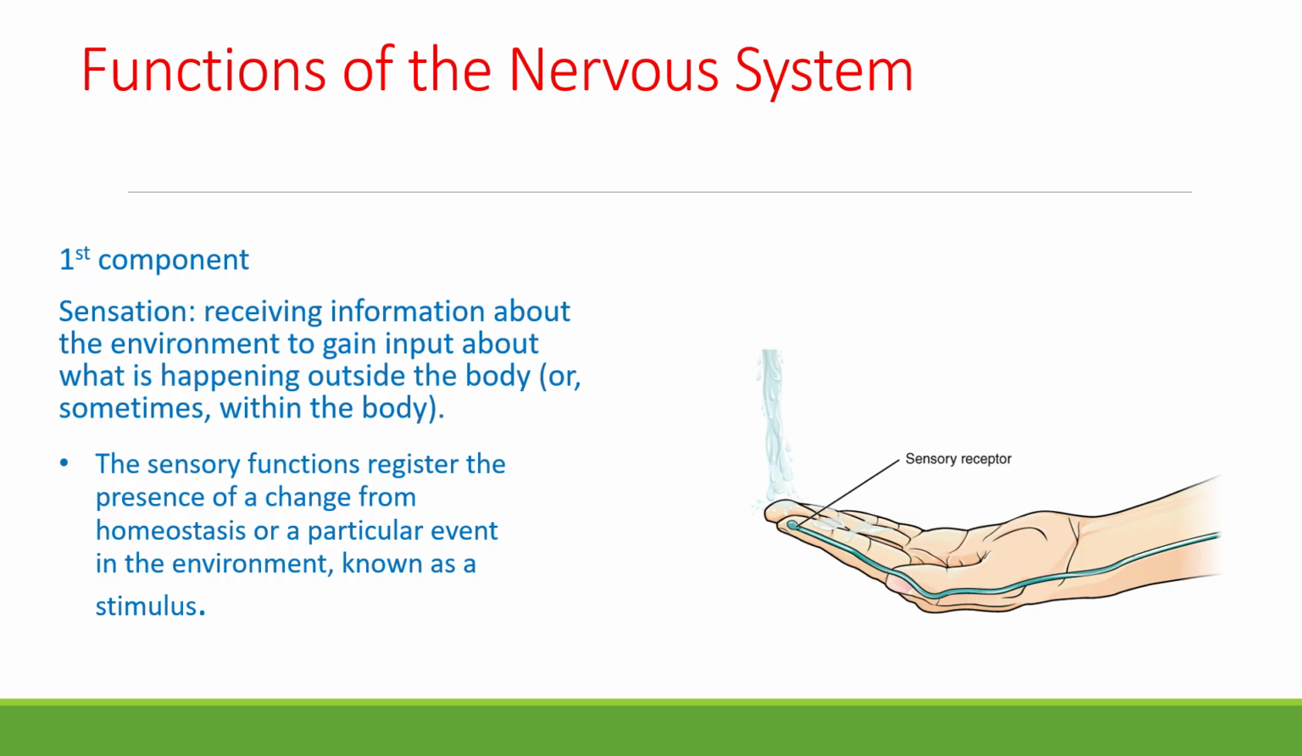Looking at the nervous system functionally, the first component is the idea of sensation. And what sensation is, is receiving information about the environment to gain input about what's happening outside of the body, or sometimes what's happening inside the body. So it's receiving information about the world around and within you. The sensory function can register the presence of a change from homeostasis or a particular event in the environment known as the stimulus.